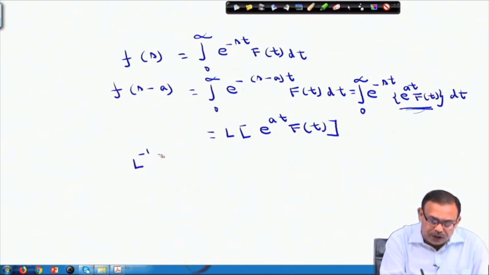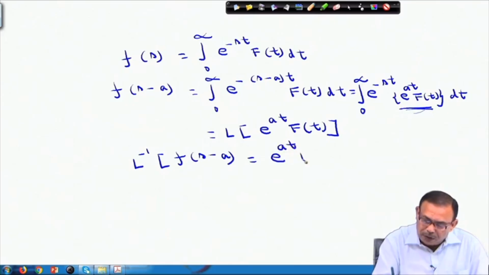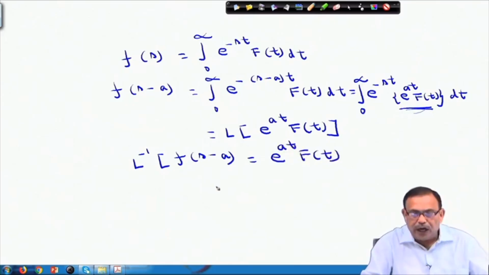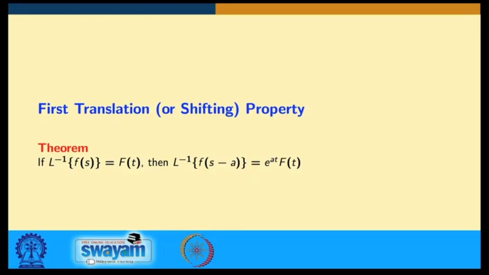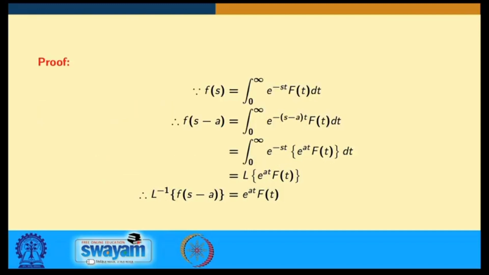So, therefore, this equals the Laplace transform of e power a t into f(t). Therefore, I can say that Laplace inverse of f(s minus a) equals e power a t into f(t). So, this completes the proof that if the Laplace transform of f(t) is f(s), then Laplace inverse of f(s minus a) is equal to e power a t f(t). Just I am giving the proof here again: f(s minus a) is this, which we can write as the integral from 0 to infinity of this, and which is nothing but the Laplace transform of e power a t into f(t), which completes the proof that Laplace inverse of f(s minus a) equals e power a t into f(t).